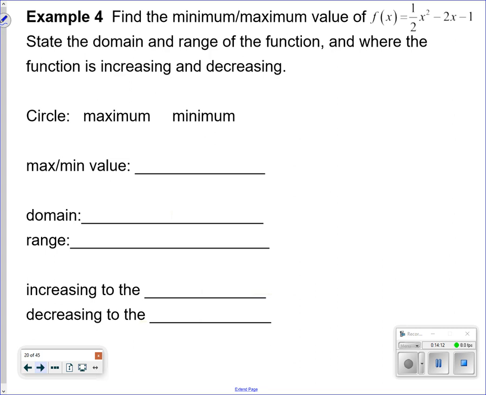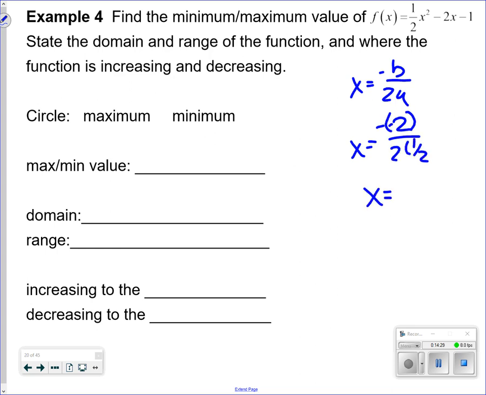All right, so let's actually do a question here. Find the minimum or maximum value of a parabola in standard form. So let's talk about standard form again. x is equal to -b over 2a. x is equal to -(-2) over 2 times a half. So I get x to equal 1. I'm sorry, x to equal 2. That is your axis of symmetry.